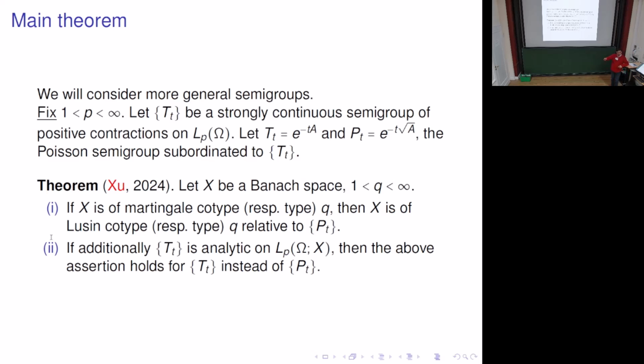The second part concerns the semigroup T_t itself. In this case, we have to assume T_t is analytic on L^p, then the same statement holds for the semigroup itself. Just to have in mind, what's an example of a semigroup that we only... I will mention this. The analyticity here is very important.